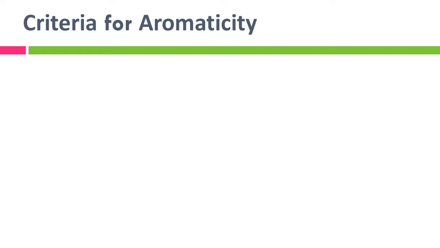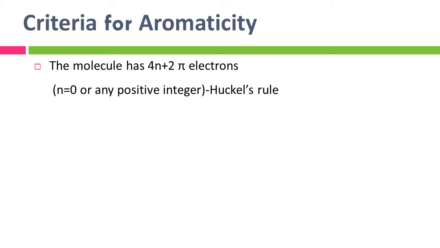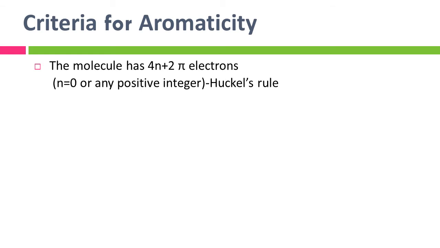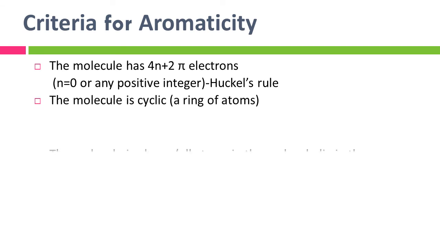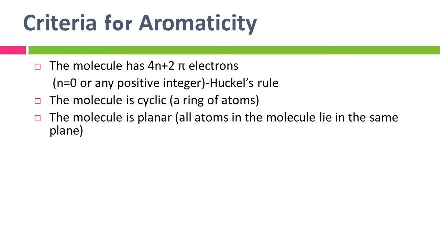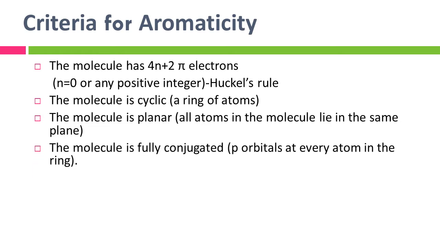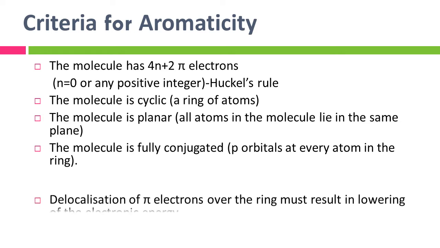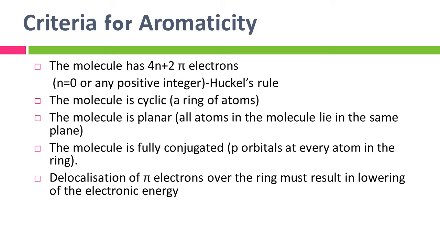Now let's see what is the criteria for aromaticity. Basically, the molecule has 4n plus 2 pi electrons. Otherwise, we can say the molecule will obey Huckel's rule. Next, the molecule will be cyclic. There will be a ring of atoms. The molecule is planar. That is, the molecule will lie in the same plane. The molecule is fully conjugated, and the delocalization of the pi electrons over the ring will result in lowering of electronic energy, and the molecules are highly stable.